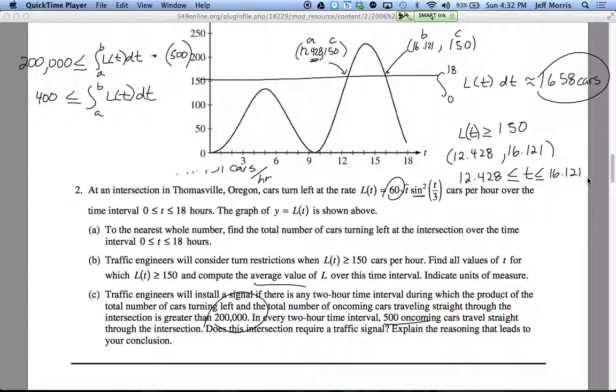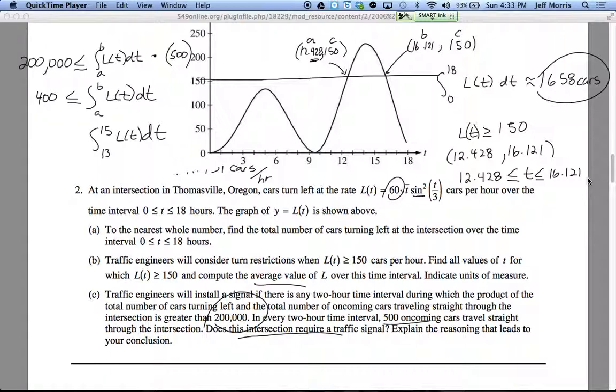You have to give an example. It says explain the reasoning that leads to your answer. So you just have to find one place where it's greater than 400. Get your calculator out. For 13 to 15, L of t dt, you should have L of t already in. Is it greater than or equal to 400? Yes. What is it? 431. There you go, that's enough. You just need to find one place where it's greater than or equal to 400.